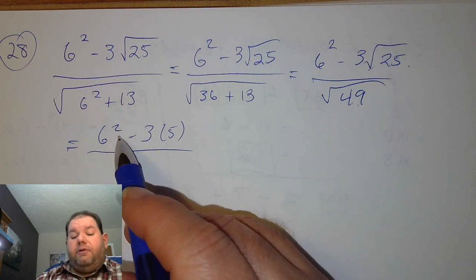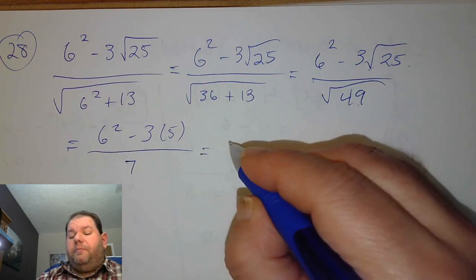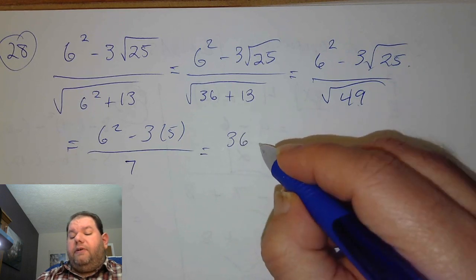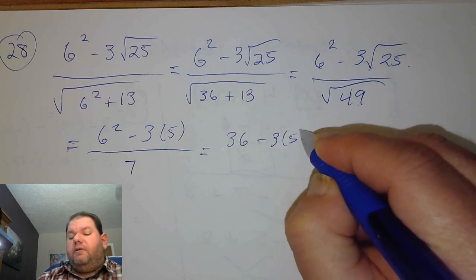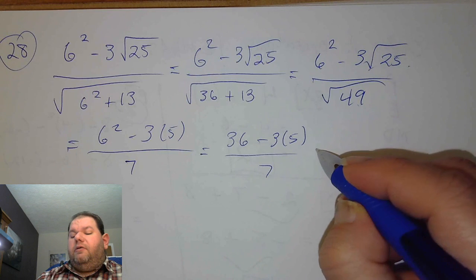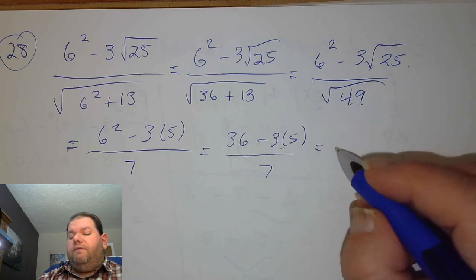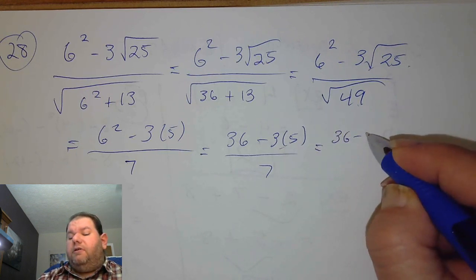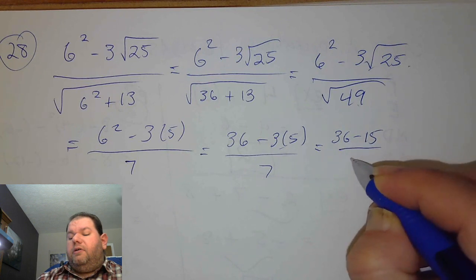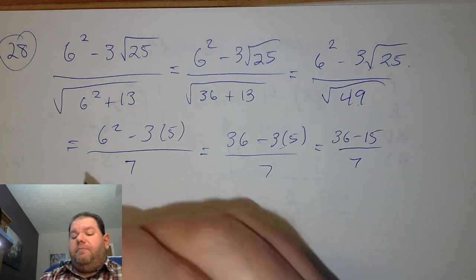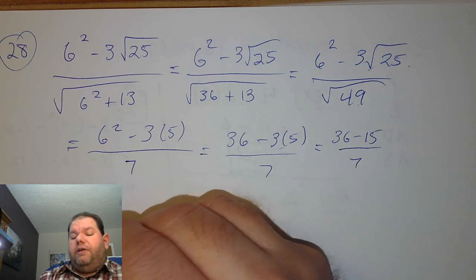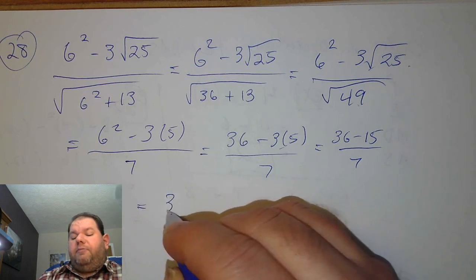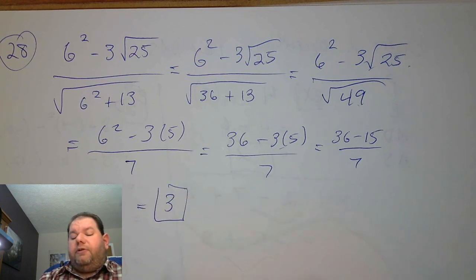Next we do our exponent, 6 squared. So that's 36. We do our multiplication, 15. Then subtract on top. So 21, and then divided by 7, we complete our last operation there, which is a 3.